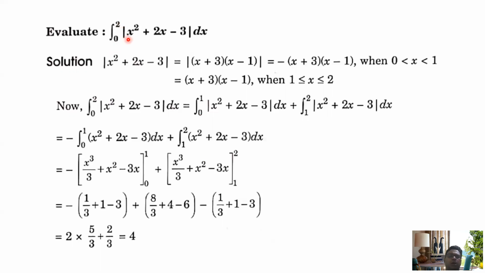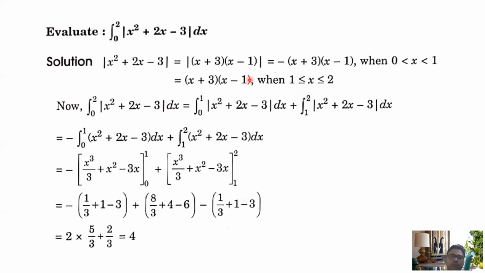Evaluate the integral from 0 to 2 of mod of x square plus 2x minus 3 dx. Already you know mod x can be expressed in a positive form and a negative form. So x square plus 2x minus 3 can be factored as (x plus 3) and (x minus 1). When x lies between 0 to 1 it is negative, and when x lies between 1 to 2 it is positive.